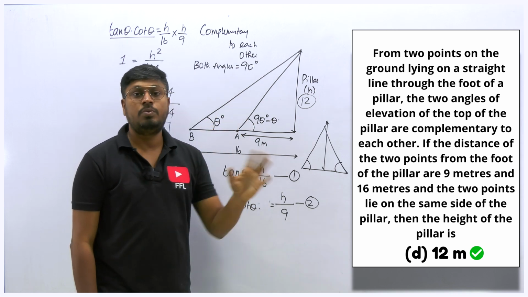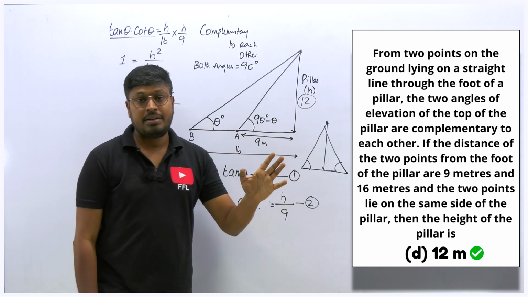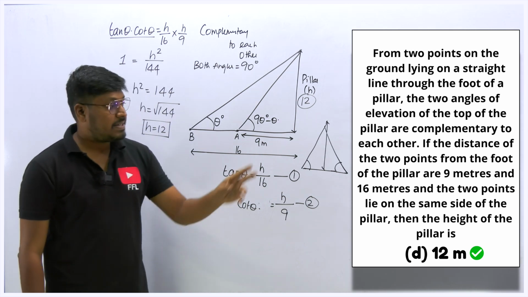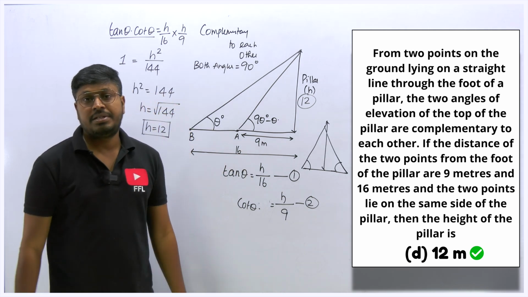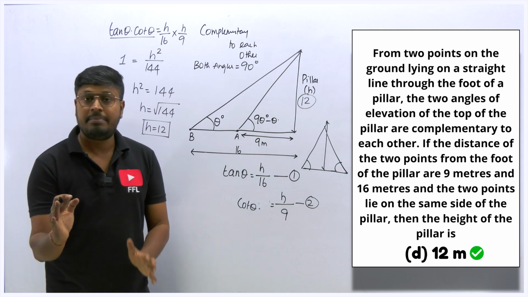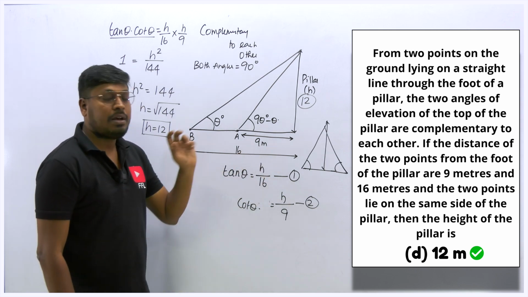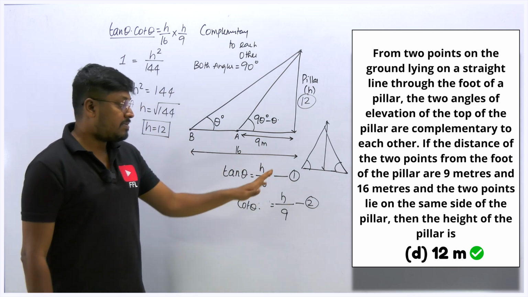There is a lighthouse, and two boats are moving towards the lighthouse. So those kinds of questions come under heights and distance. What is the height of the lighthouse? These kinds of questions are always right-angle triangle based, so we always use the formula tan theta, right? It is very easy.